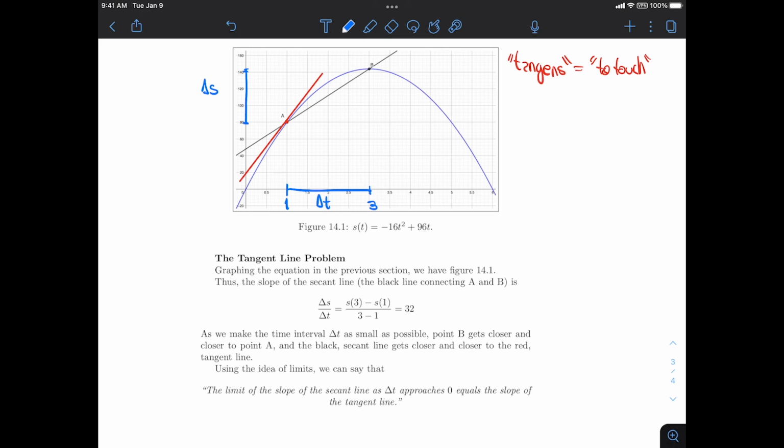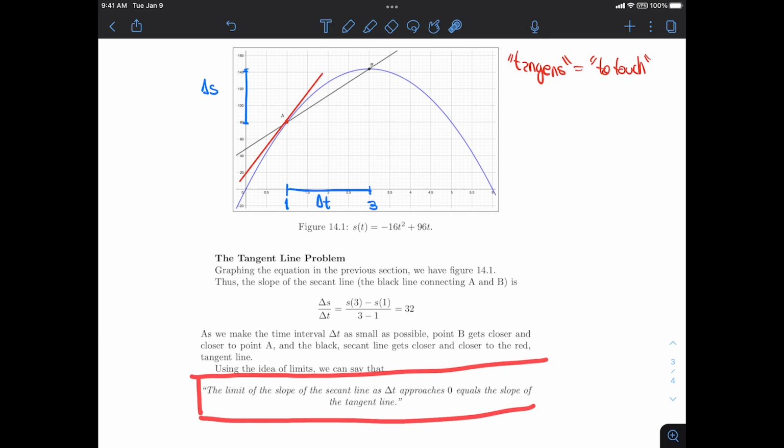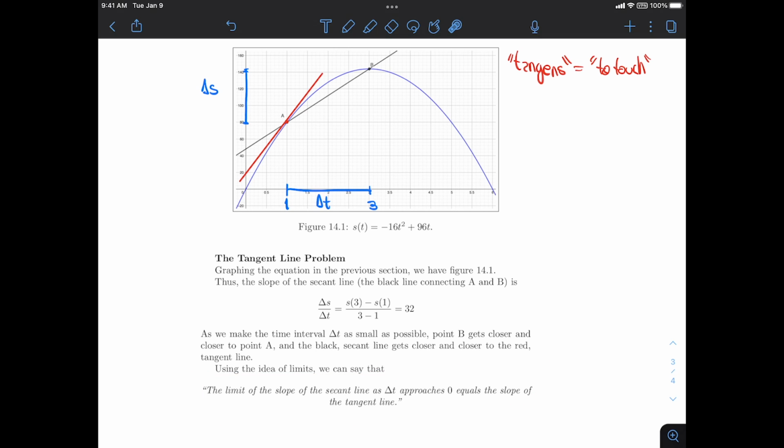So the idea of finding the tangent line is to make this delta t smaller and smaller so that this black line gets closer and closer to the red line. And using words and the idea of limits, one would say that the limit of the slope of the secant line as delta t approaches 0 equals the slope of the tangent line.